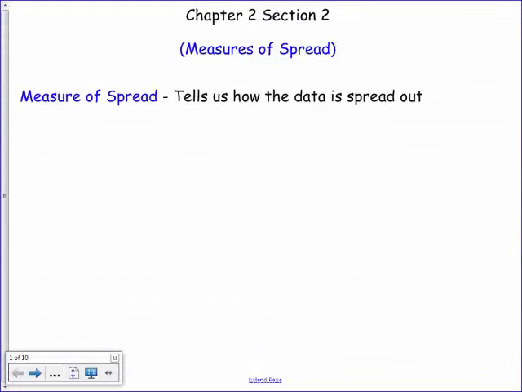All right, now we're getting some new stuff. So we got measures of spread. All right, and we're going to look at just one measure of spread today called standard deviation. What we use measures of spread for is to tell us how the data is spread out, whether the data is really close together or whether it's spread out. And this is usually used to see how strong your statistics are.